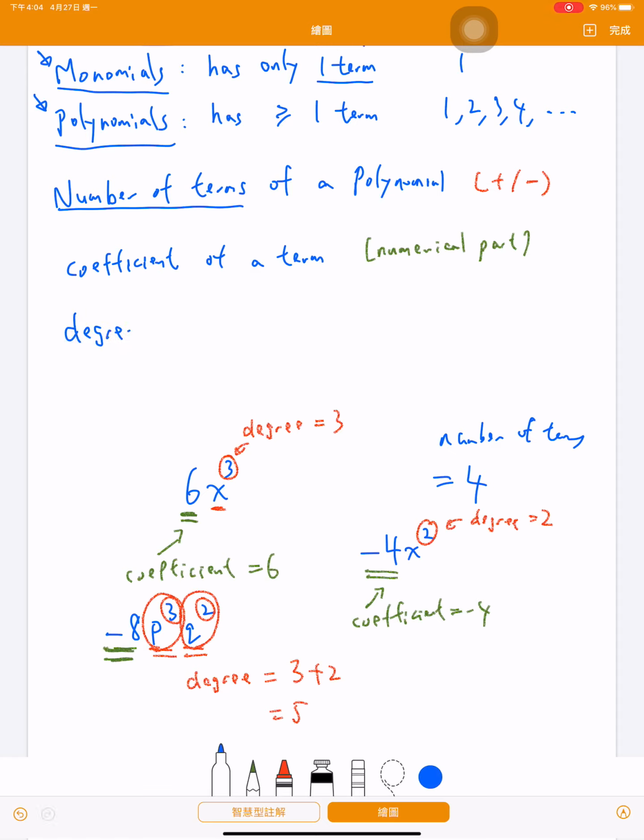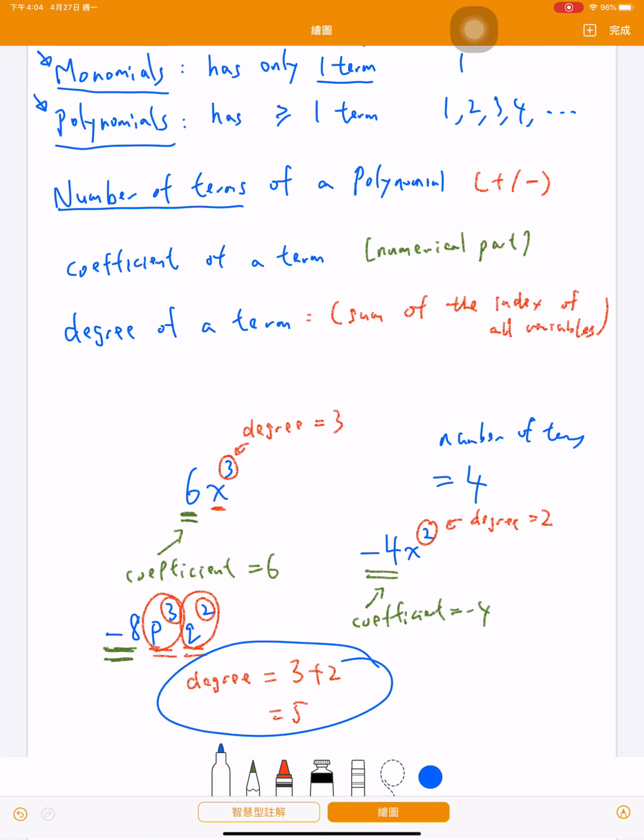Okay. Then for another one, that is called the degree of a term, it is the sum of the degrees, the sum of the indices, I may say, of all variables. Okay, add them all. That means, for example, this one, 3 plus 2. Then, so we have learned 2 more terms. That is the coefficient and the degree of a term.